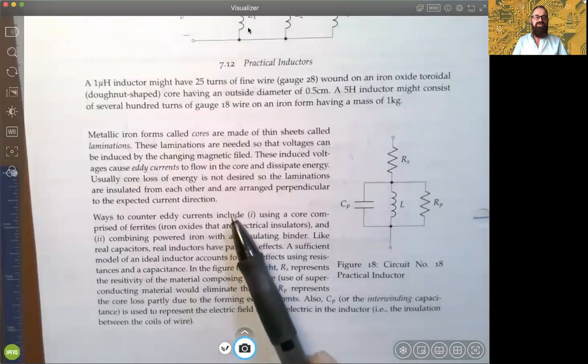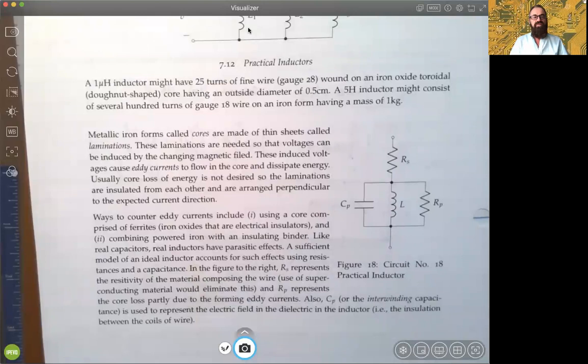So like real capacitors, real inductors have parasitic effects. And over here, figure 18 is a good example of how to use resistances and even a capacitance to model the effect of these eddy currents. The capacitance in this case represents what's called interwinding capacitance, and it's used to actually represent an electric field in the dielectric of the inductor, okay? That means that you'll end up with plate-like action in the insulator between the coils of the wire. In between the coils of wire will actually act like a little bit of a capacitance.